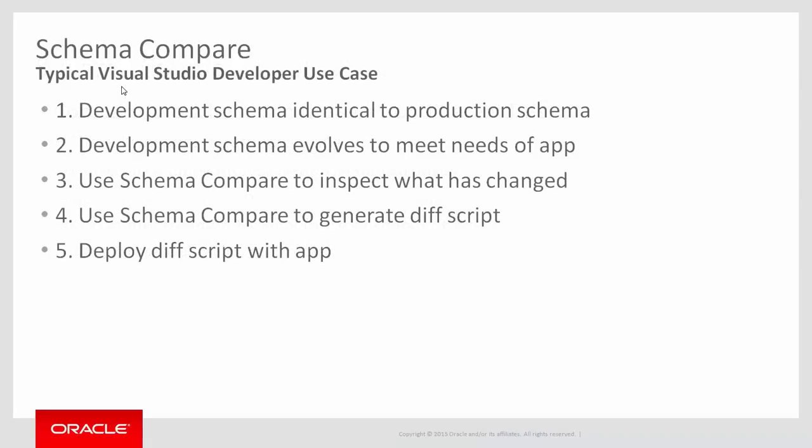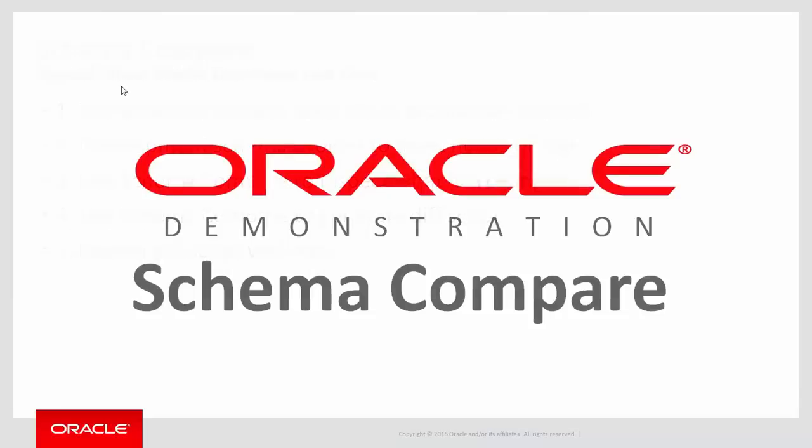So the typical use case is a development shop has a development database and they have a production database. And as you work on a new version of your application, the development schema evolves to meet the needs of that application. And then along the way, you use schema compare tools to inspect what has changed, such as PL/SQL package changes. And then you use schema compare to generate a diff script, which is then deployed along with your application and is run against the target database to bring it up to the level that the application expects. So let's do a demo of a schema compare.